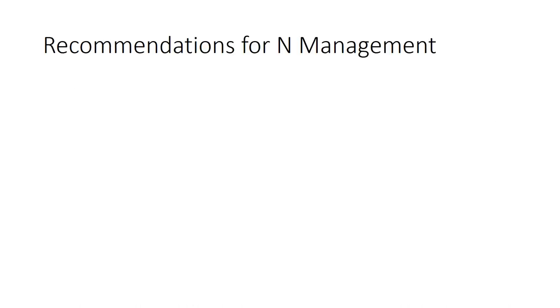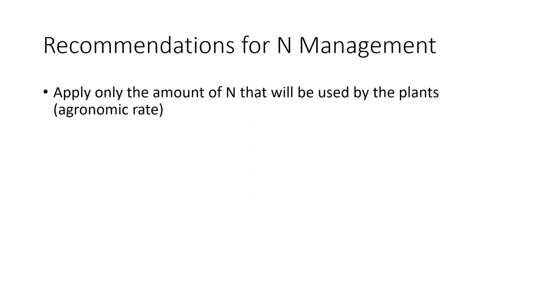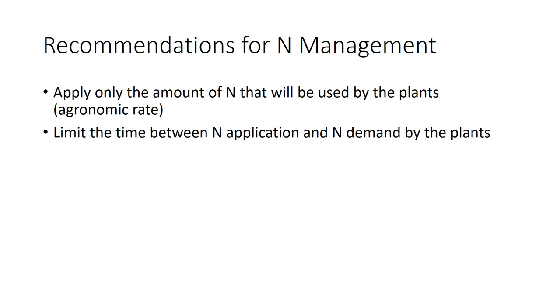Let me know your thoughts on this and post that in the discussion. So I'm going to wrap this up with some general recommendations for nitrogen management. We only want to apply the amount of nitrogen that will be used by the plants. This is known as the agronomic rate. We can only apply what is agronomically feasible and required in order to produce our crop or the lawn that we're trying to grow or what have you.